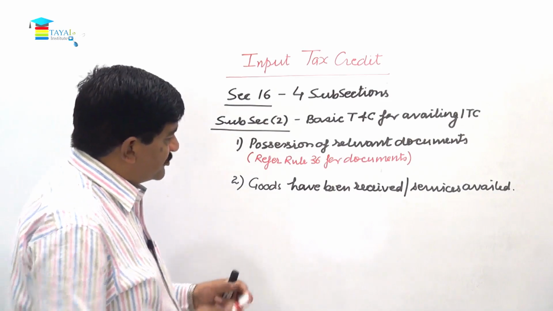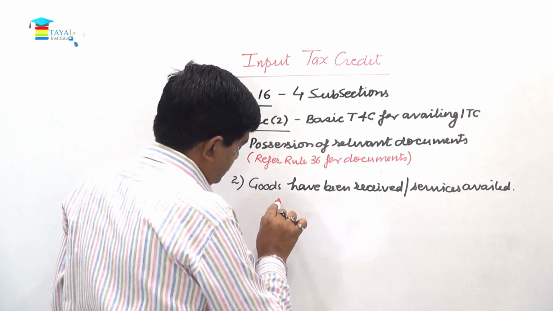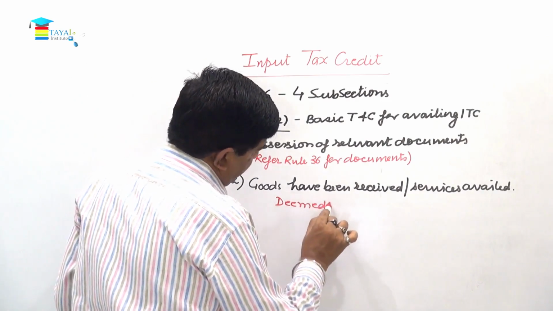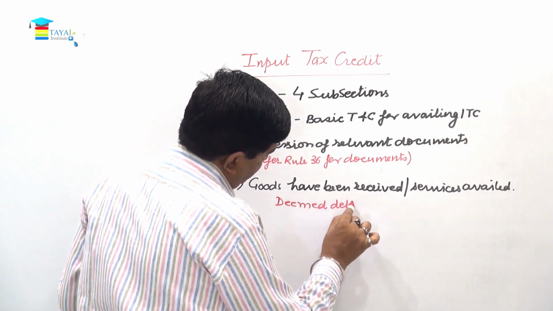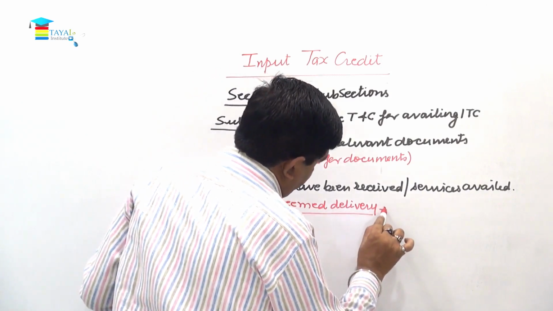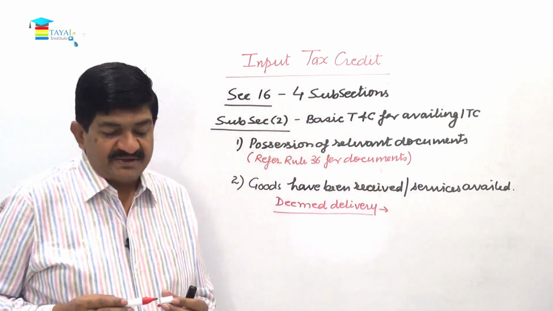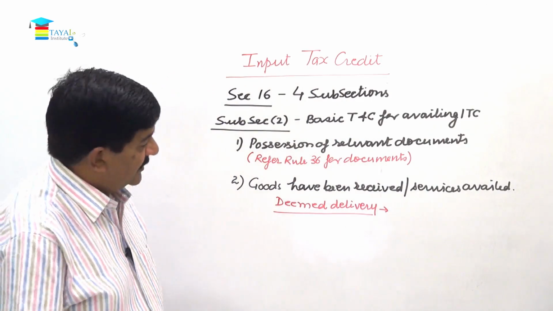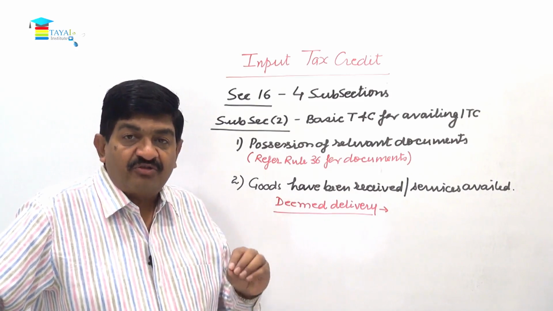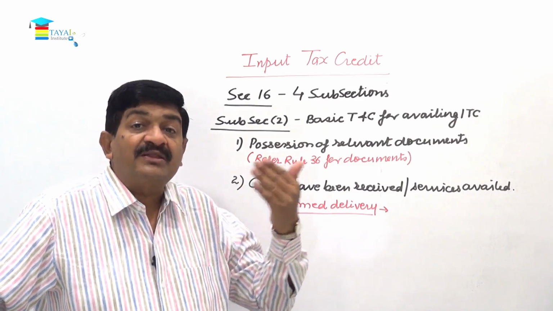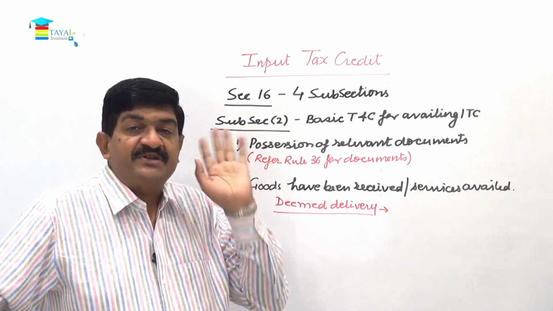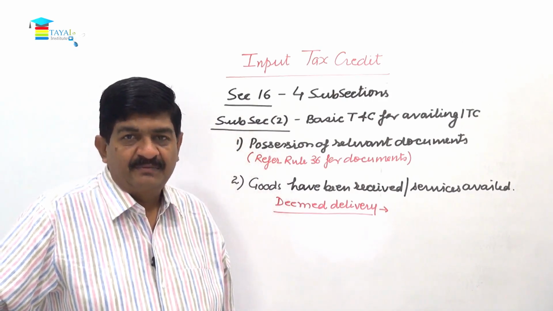Now there is a concept of deemed delivery, or you can understand that as deemed receipt. So this says when the goods are delivered on the instruction of one person to a third person, the first person is deemed to have received the supply.